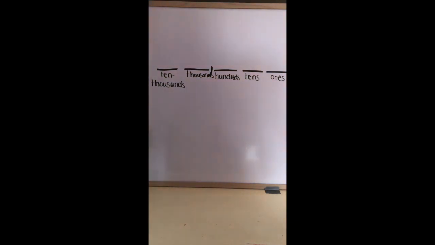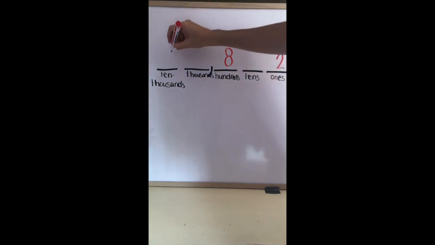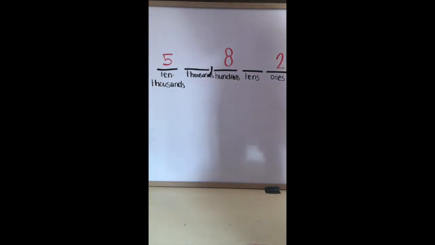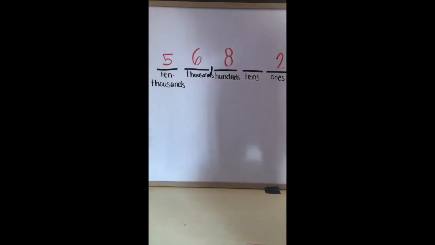Okay, so I told you to write a 2 in the ones place, an 8 in the hundreds place, a 5 in the 10,000s place, a 6 in the thousands place, and a 4 in the tens place. The way that you would read this number is 56,842.